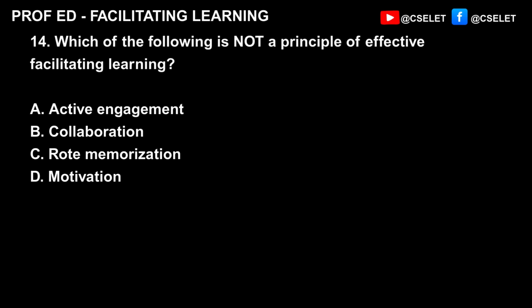Which of the following is not a principle of effective facilitating learning? A. Active engagement. B. Collaboration. C. Rote memorization. D. Motivation.